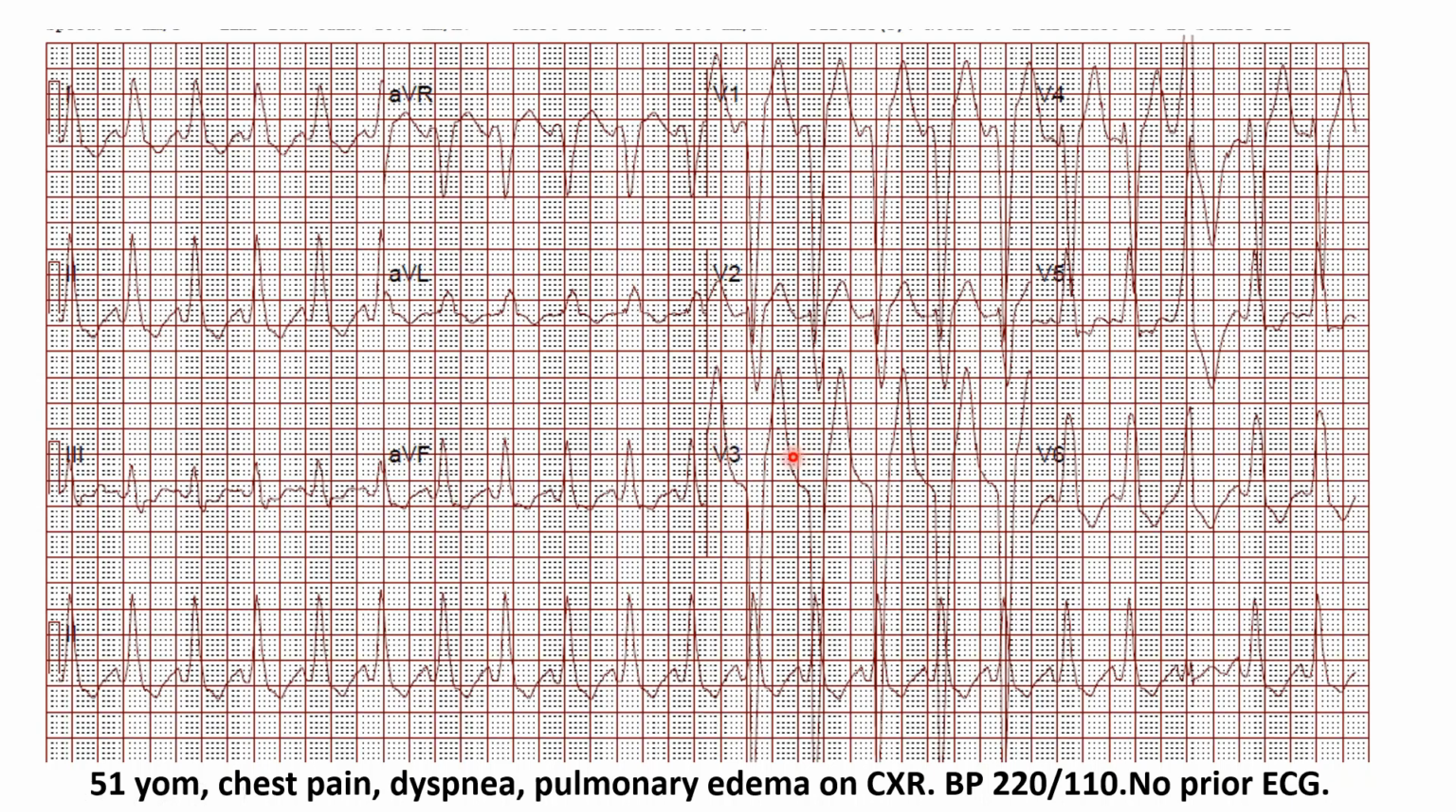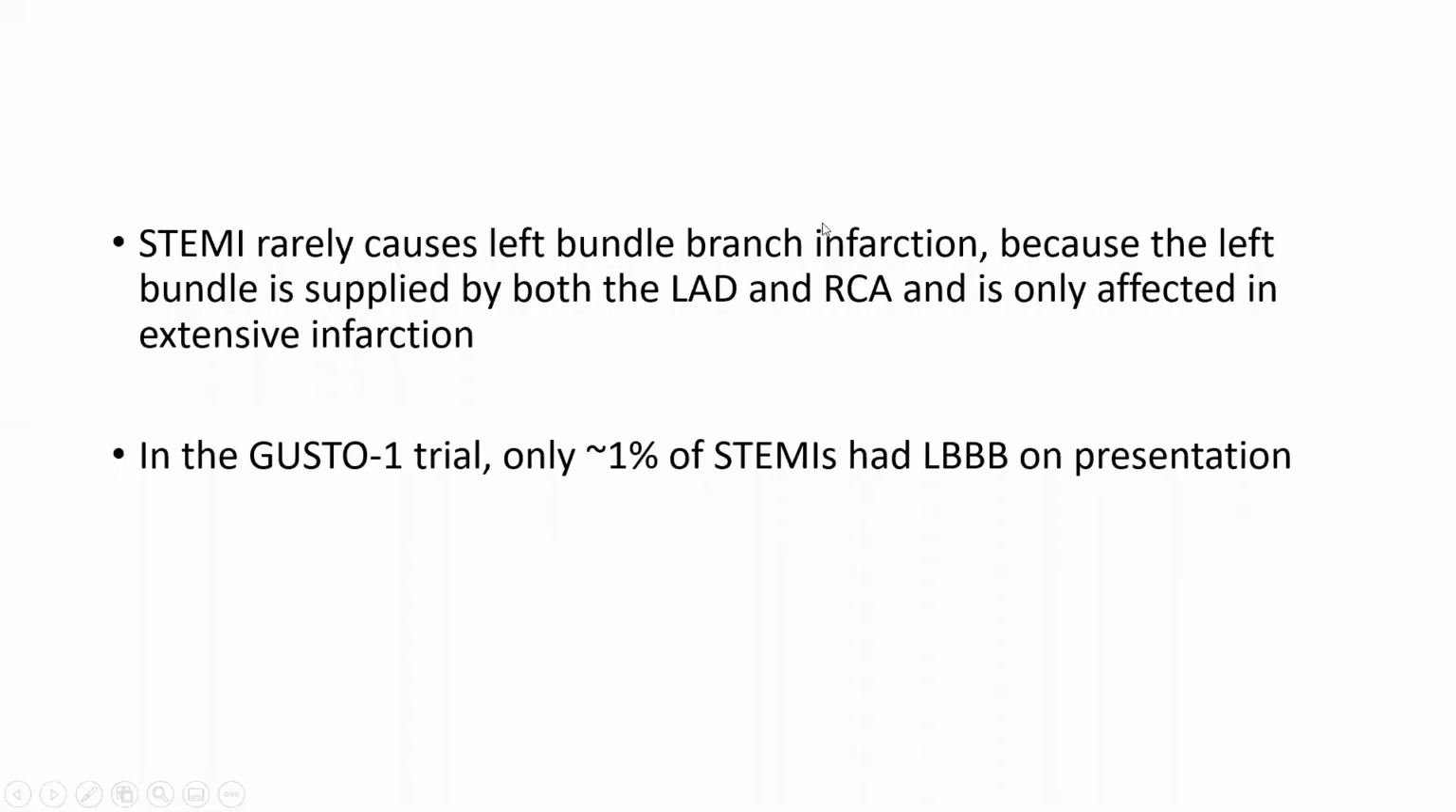So here I'm moving to the topic of left bundle branch block. In new left bundle branch block with chest pain, should we take this patient to the cath lab? Does he have a STEMI? And why, if he does or if he doesn't? The first idea to know regarding left bundle and STEMI: left bundle branch block is often not STEMI.